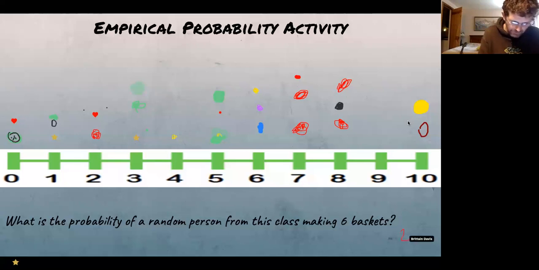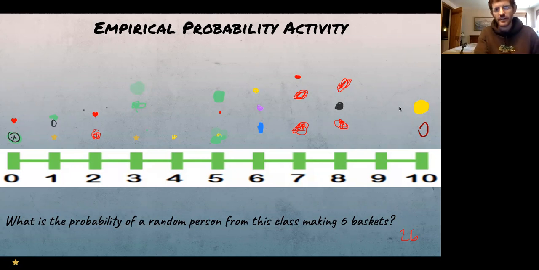But out of 26 trials, we want to figure out the probability that someone's going to make 6 baskets. And this is not mind-blowing stuff happening right here. We're just going to go here. So what is the probability of someone in this class making 6 baskets?